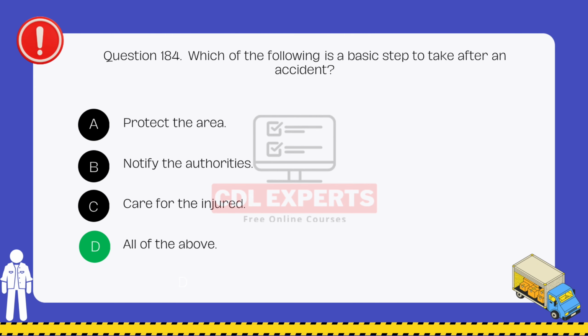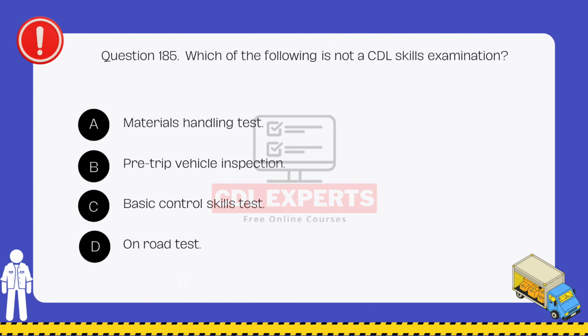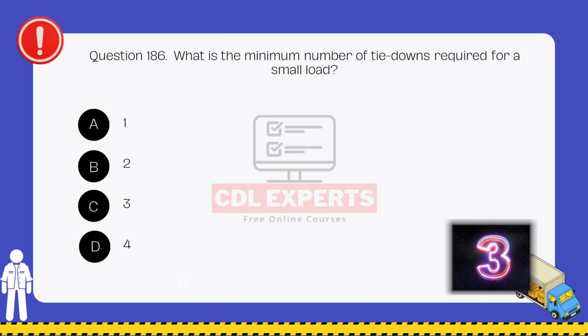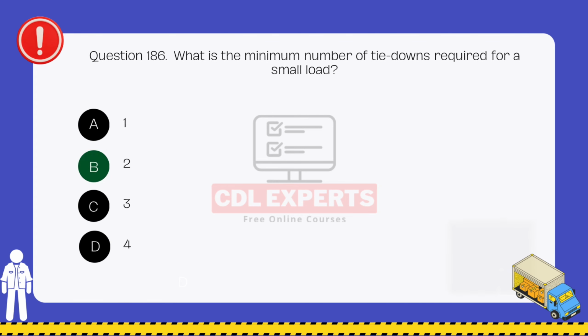The correct option is D. Which of the following is not a CDL skills examination? Materials handling test, pre-trip vehicle inspection, basic control skills test, on-road test. The correct option is A. What is the minimum number of tie-downs required for a small load? 1, 2, 3, 4. The correct option is B. How many warning triangles are you required to carry in your vehicle? 1, 2, 3, 4.